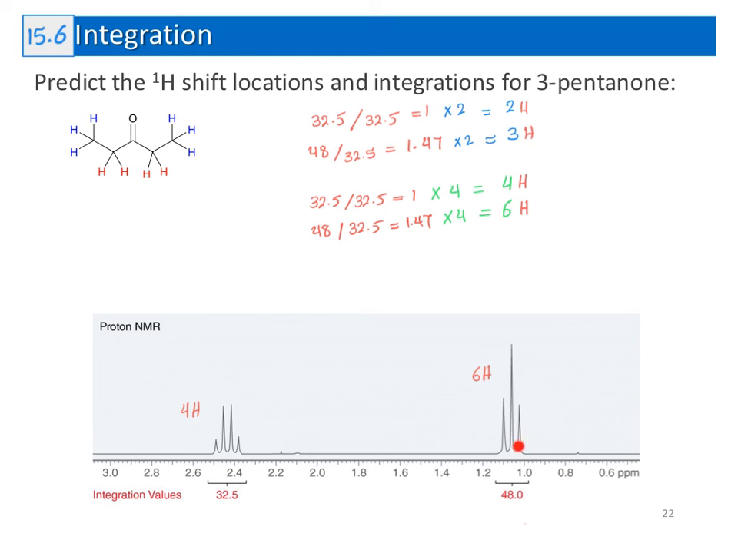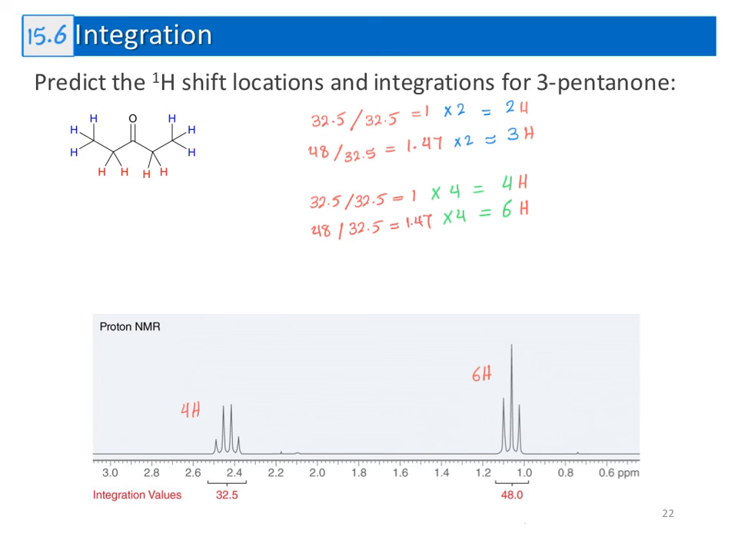So basically this signal belongs to CH3 groups. So overall 6 hydrogens here, and I have 6 hydrogens here. And this signal, which has 4 hydrogens, belongs to CH2 groups.